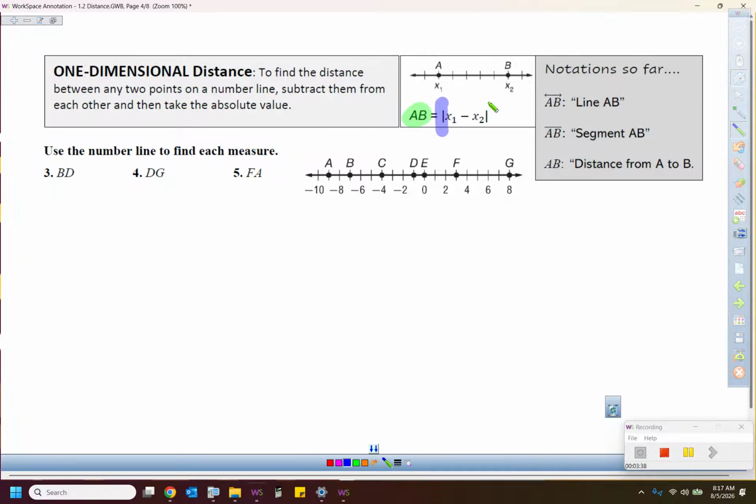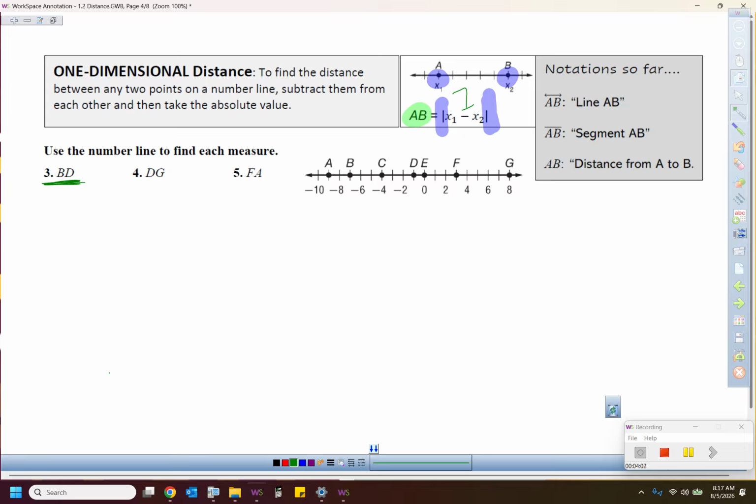And all it really is, you're going to be given two values on a number line, right? One of them is x1, the other one is x2. It doesn't really matter which one's which, but all you do is subtract them from each other, and then you take the absolute value. Absolute value is a grouping symbol, so we've got to do what's in there first. So let's dive in. This is the work I want you to show. They say find this. Most people, if I asked you to say that out loud, would say BD.